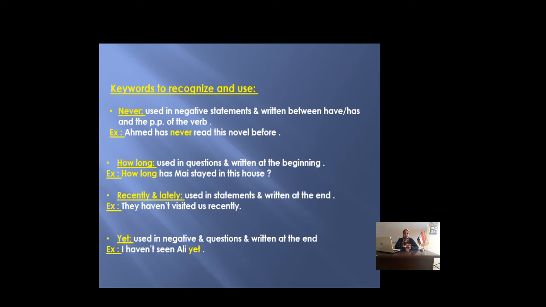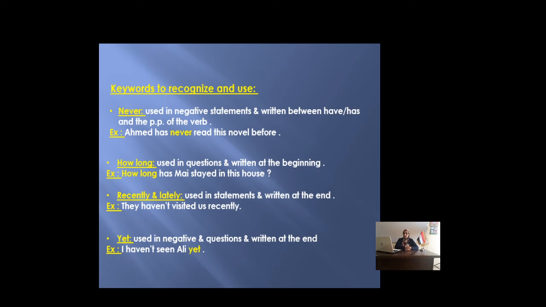And the word lately, it means, when I say, I have visited Ahmed lately, what does lately mean? Lately means maybe 3 weeks, maybe 2 days, maybe a month, sorry. It doesn't matter, but it's not yesterday, and it's not the day before yesterday, it's not last week. So they haven't visited us recently. It means that it's been a long time since we have seen them.